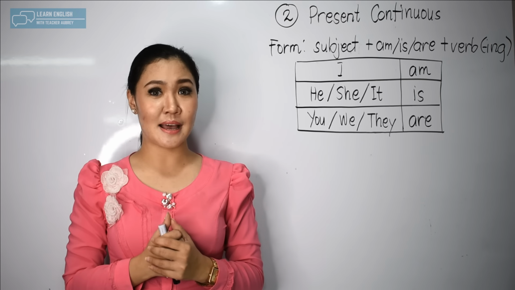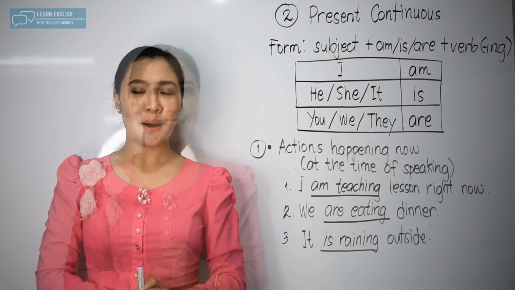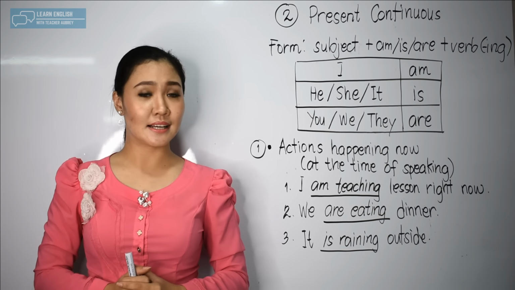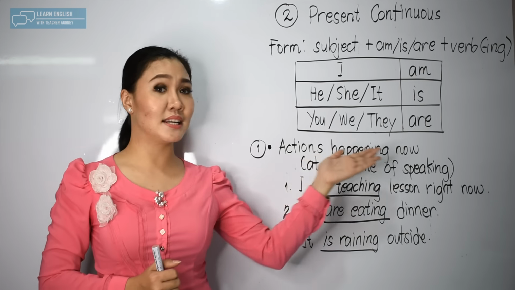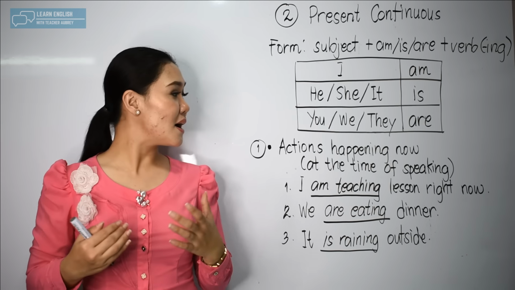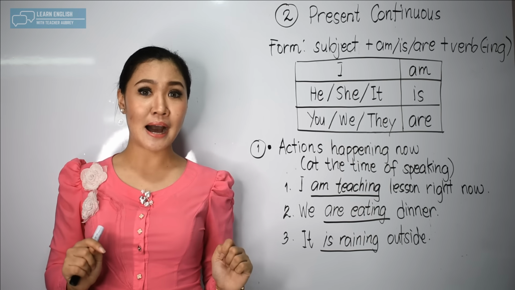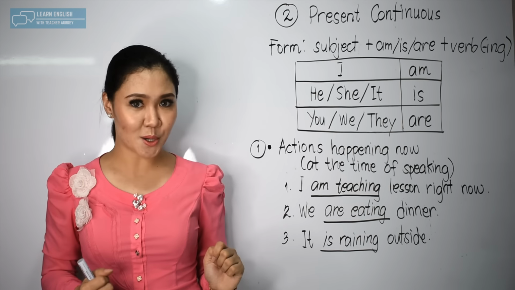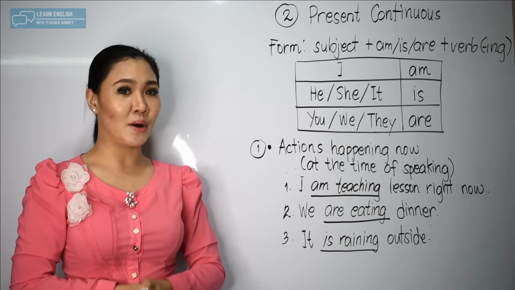Let's have examples at alamin natin saan nga ba kinagamit ang present continuous. Mayroon tayong tatlong pinaggagamitan. Ang una ay for the actions happening now or at the time of speaking. O yung mga kilos na nangyayari ngayon mismo. O habang nagsasalita yung speaker. Kasalukuyang nangyayari yung kilos. Ano yung mga halimbawa?